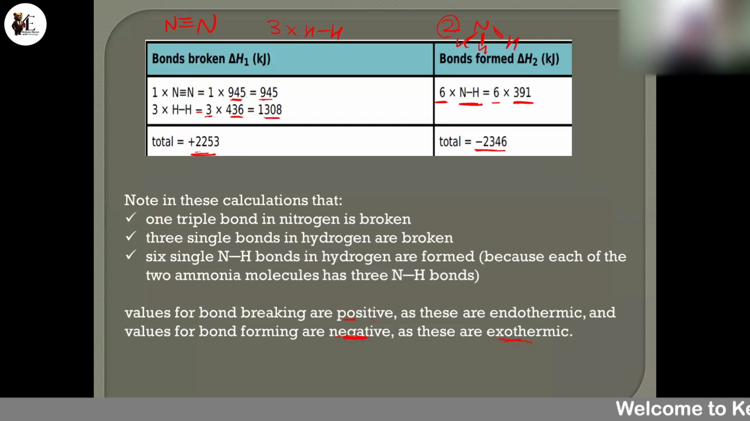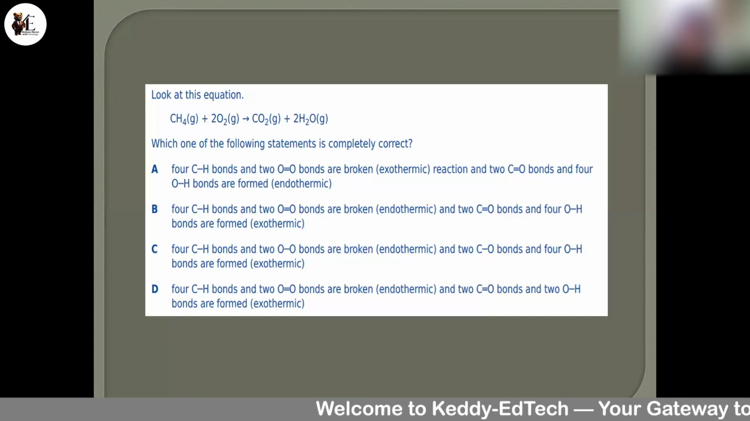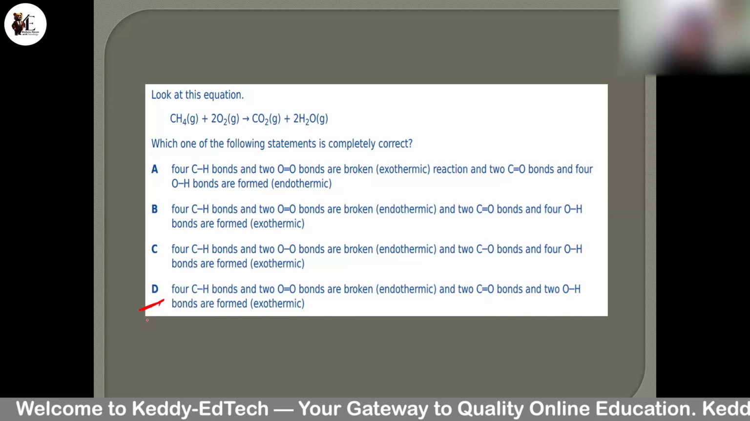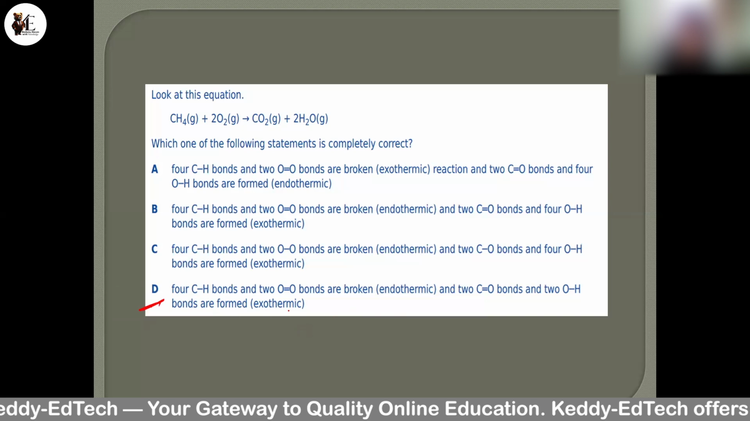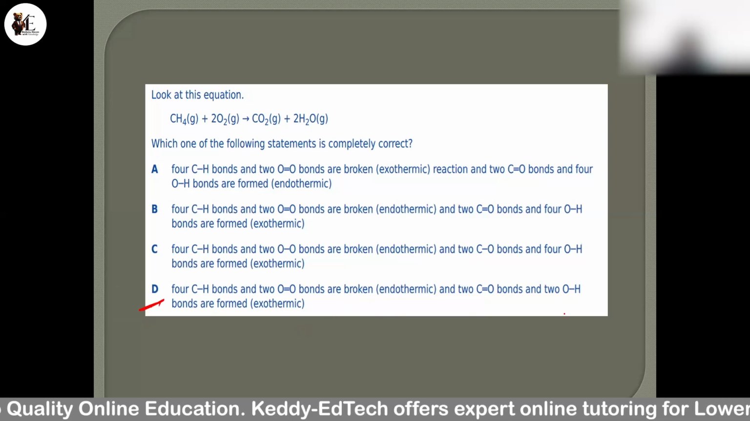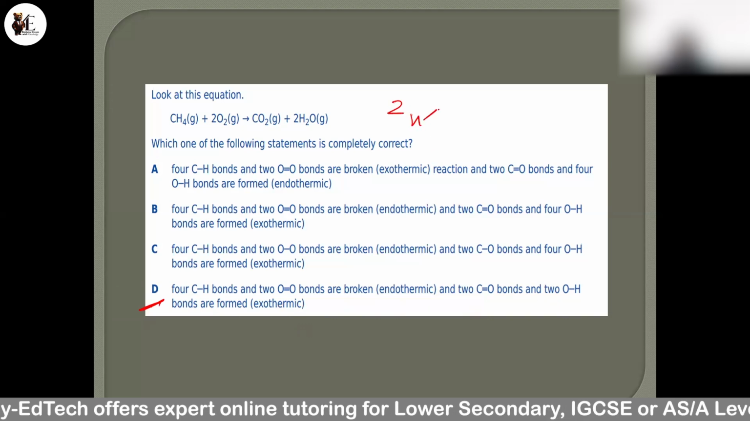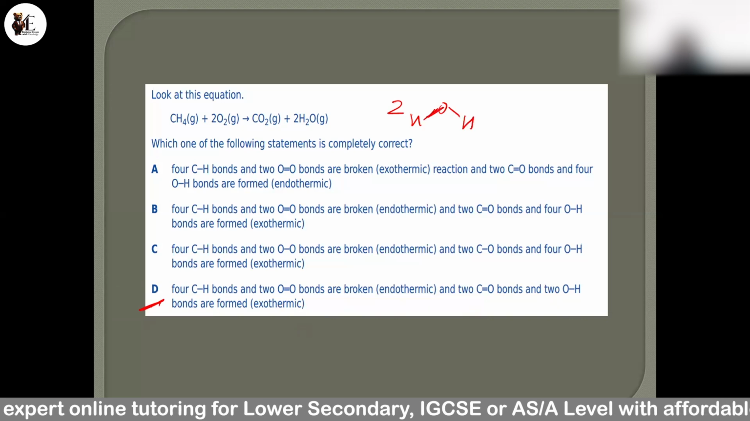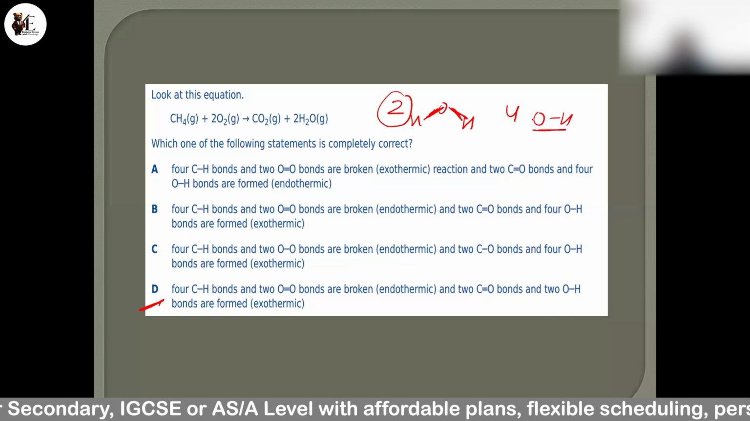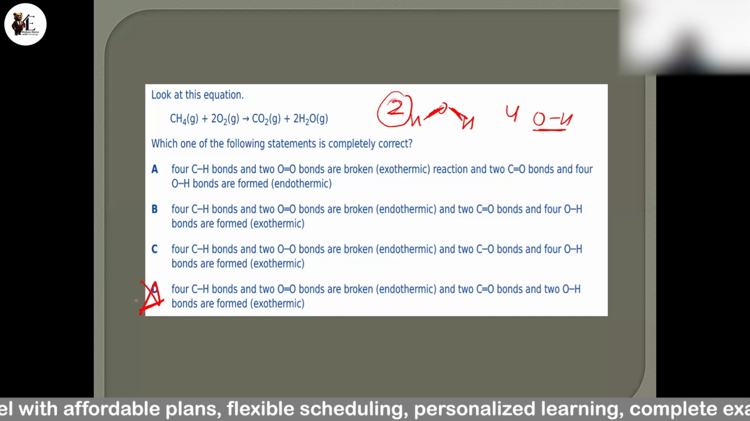Yes. Write it down. I think the answer would be D. What? Yeah. 4 CH bonds and 2 O-H bonds are broken, and 2 CO bonds and 2 OH bonds are formed. 2 H2O. H2O has 2 OH bonds, 1, 2, but you have to multiply it with 2. So that means there are 4 OH bonds. So there is 2 here, so I have to multiply it with 2. This is not correct. Which should be correct?